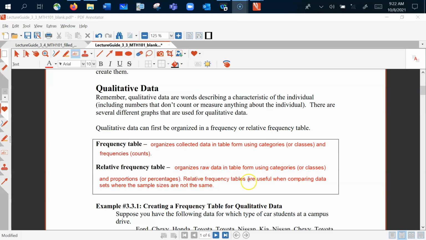So the nice thing about a relative frequency table, they're useful when comparing data sets where there are different sample sizes. And so you could compare two different samples where each sample has a different sample size, or two different populations where you have one sample from population A has a different sample size than a sample from population B. So you can compare different sample sizes based on relative percentages. All right, next we'll look at an example of creating a frequency table with qualitative data.